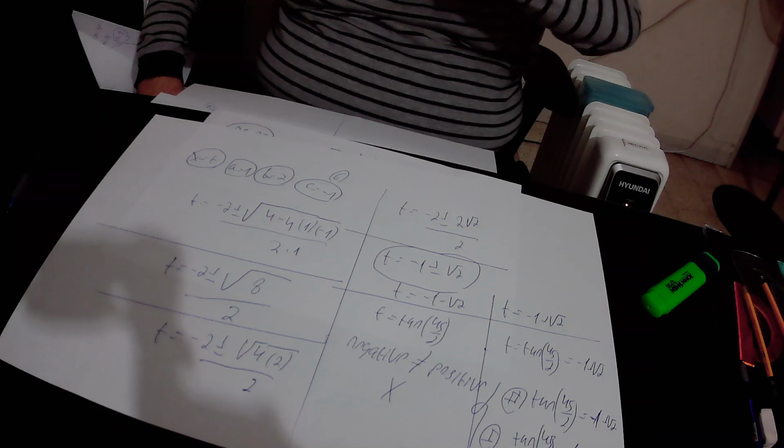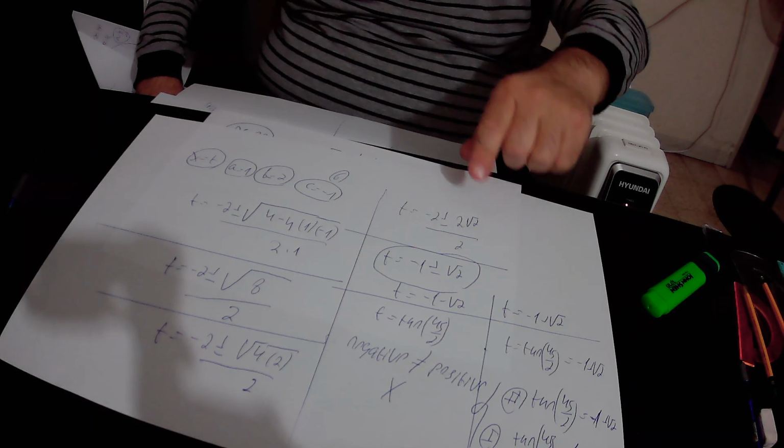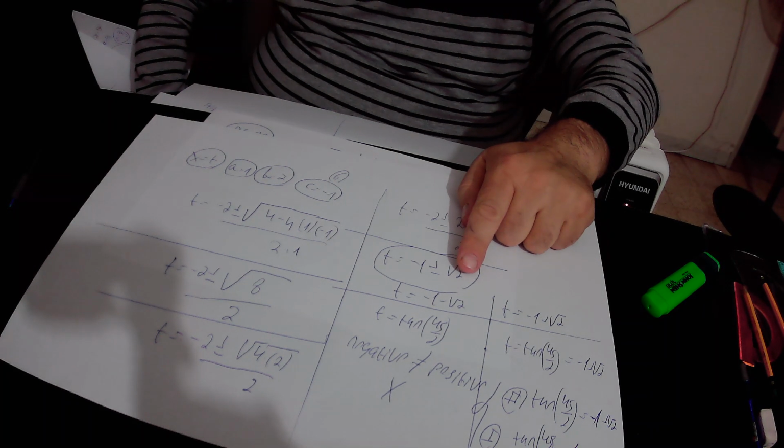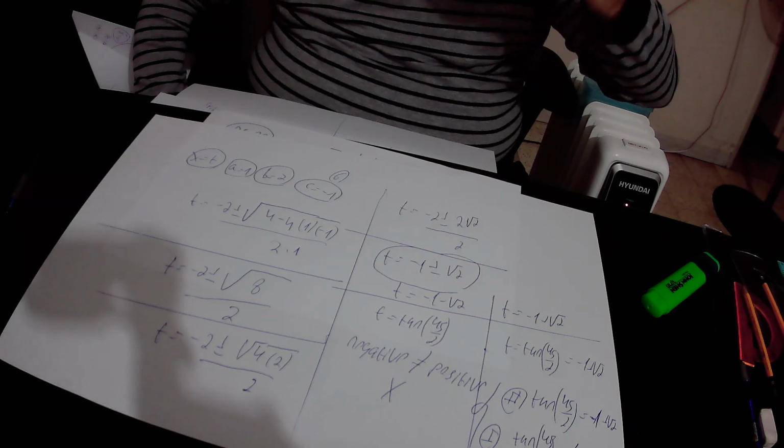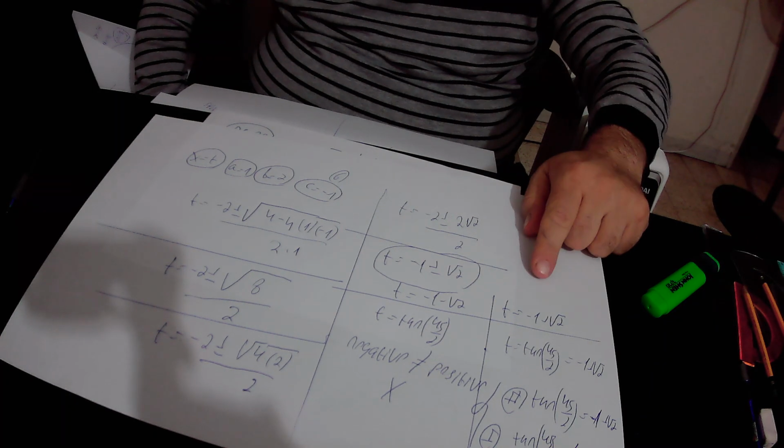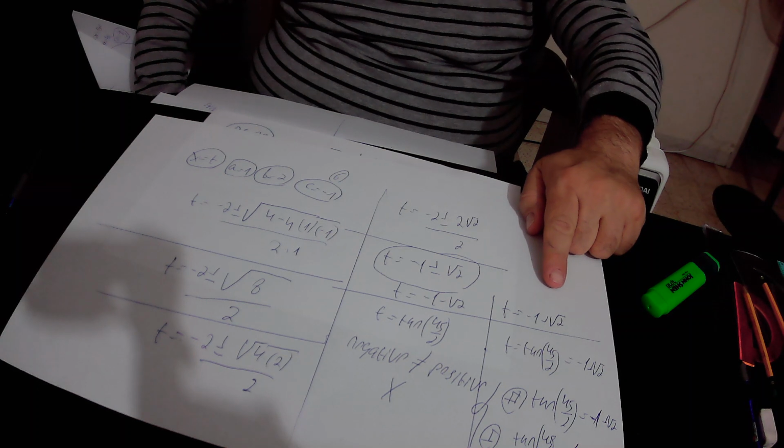So here we have two solutions that are possible for t. The first solution for t is that t equals minus 1 minus square root of 2. And the second solution that is possible for t is that t equals minus 1 plus square root of 2.